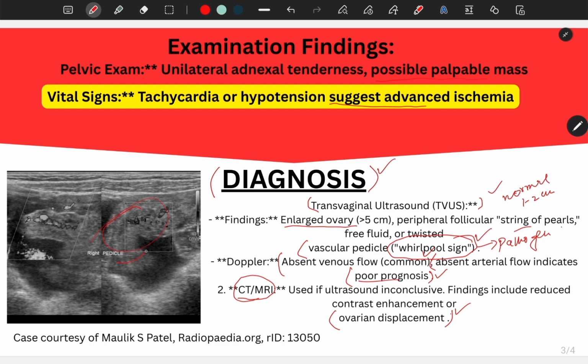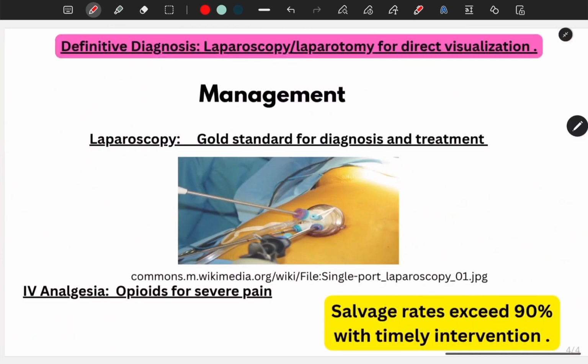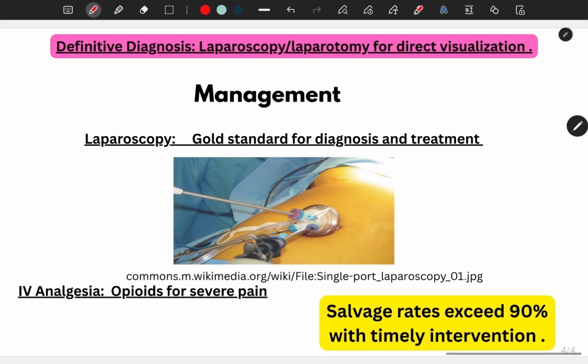In this radiograph, you can see that the right pedicle has enlarged due to blood supply obstruction, and the whirlpool sign is also noticed. Let's move to the management portion. Keep in mind that this is an emergency situation that requires an urgent surgical approach. For surgery, we don't go with traditional approaches. We just go for a technique called laparoscopy.